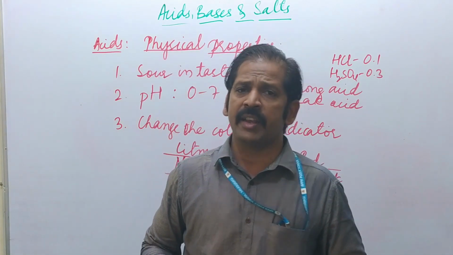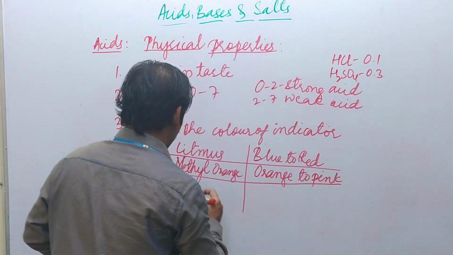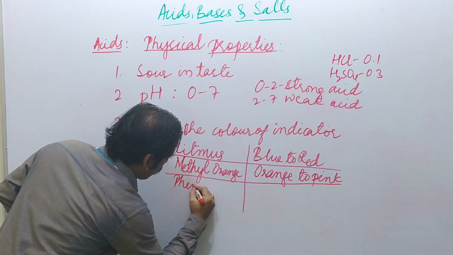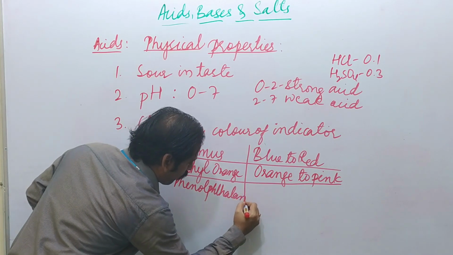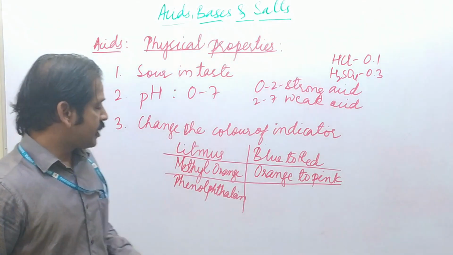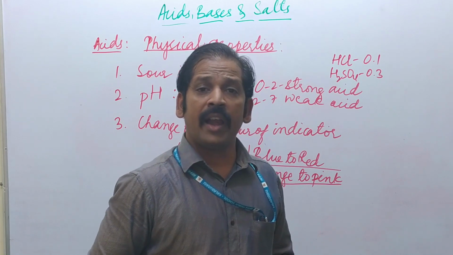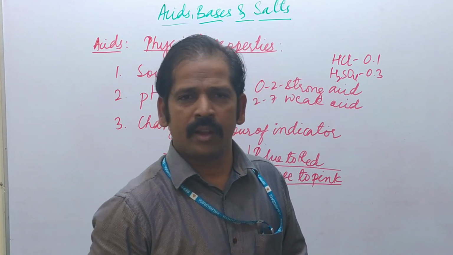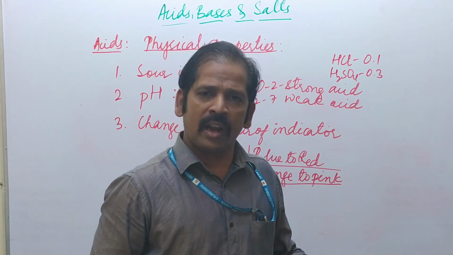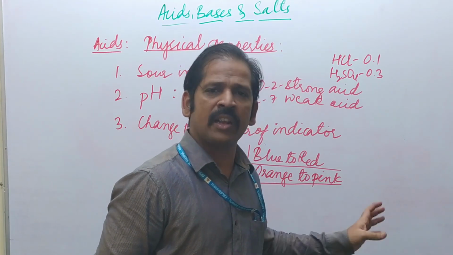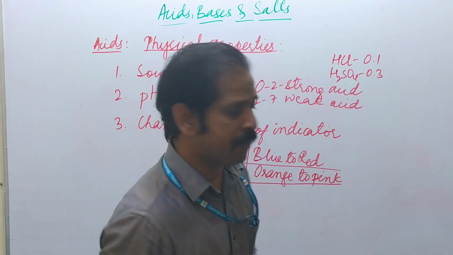The third indicator is phenolphthalein. I repeat, phenolphthalein. It is usually colorless and it remains colorless. It doesn't have any color. It looks like water, colorless, and it remains colorless only. There is no color change of phenolphthalein in the acidic medium.